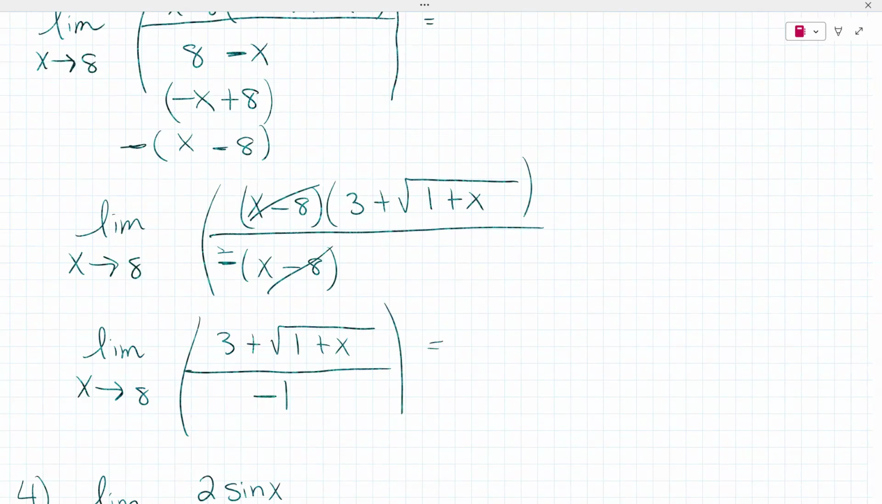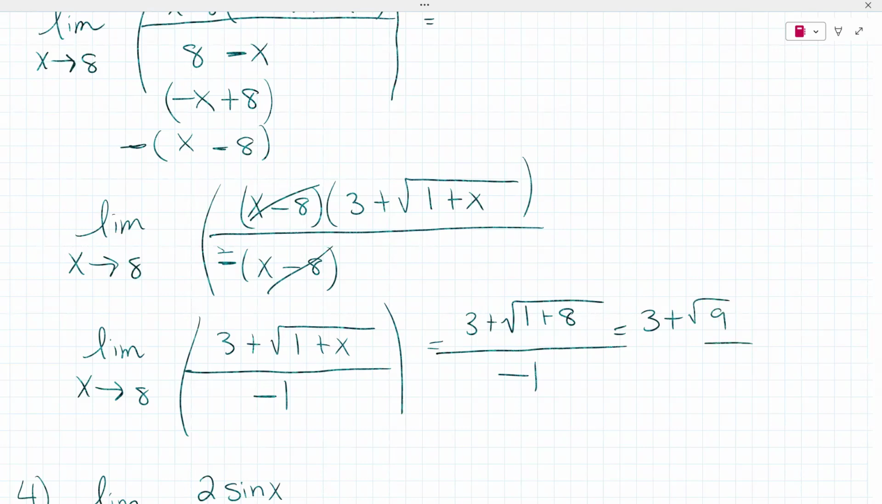Now let's see what we get when we plug in 8. So it's 3 plus square root of 1 plus 8 over negative 1. That's 3 plus the square root of 9 over negative 1. And then 3 plus square root of 9 is 3 plus 3, which is 6 over negative 1, which is negative 6.